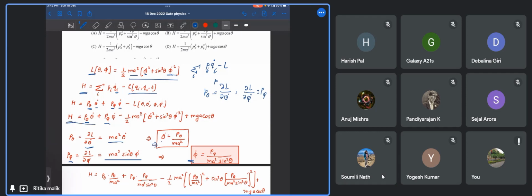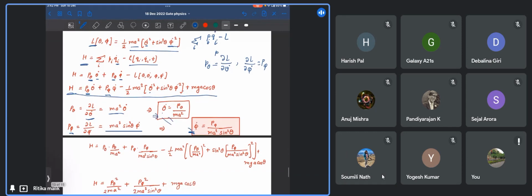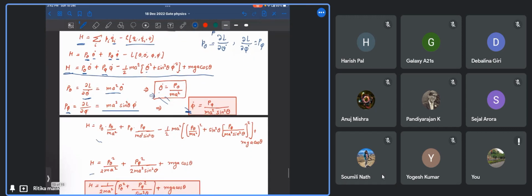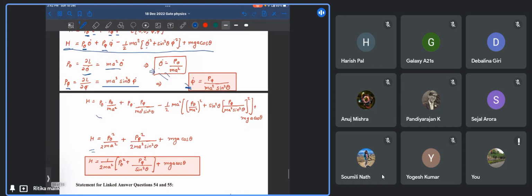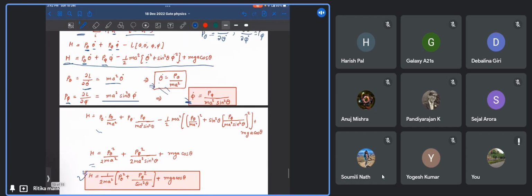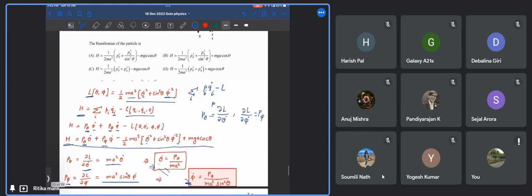In this formula, you just replace theta dot and phi dot by these relations. Once you put these values in and solve, this will become your Hamiltonian: 1 by 2 m a square, p theta square plus p phi square by sine square theta, plus the potential term. So this will be your correct answer.